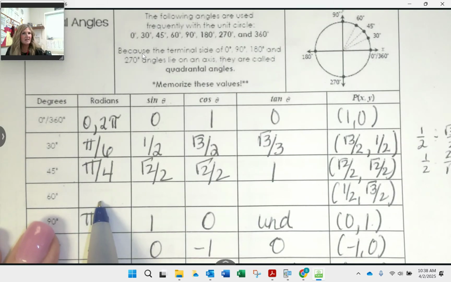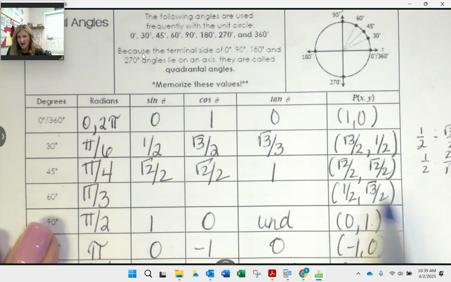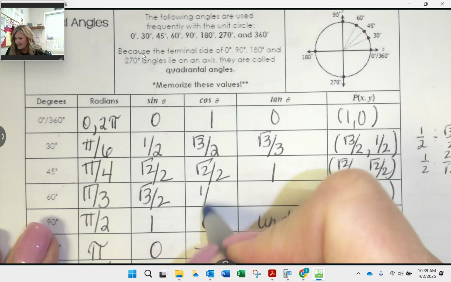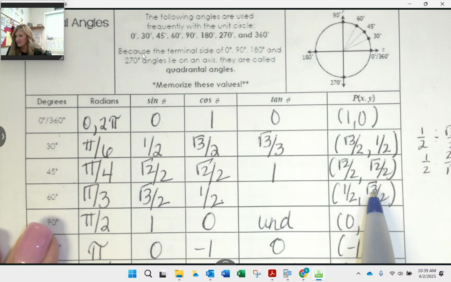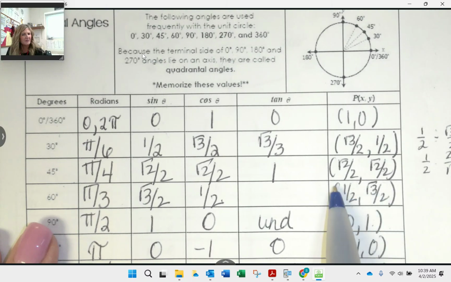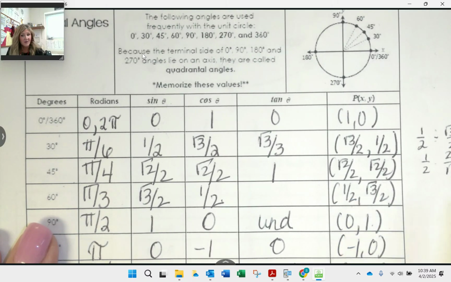Okay, 60 degrees in radians. Xavier, do you know pi over 3? Nice. Sine is going to be our y value. Cosine is going to be our x value. Tangent is going to be this y divided by x. Can you guys think of what that would be? Radical 3 over 2 divided by 1/2 would just be radical 3.